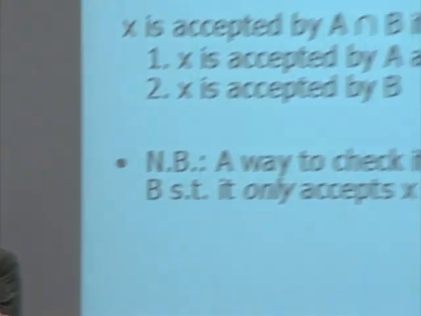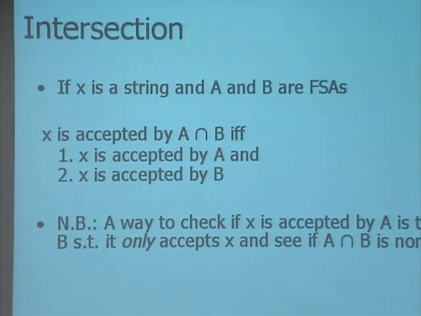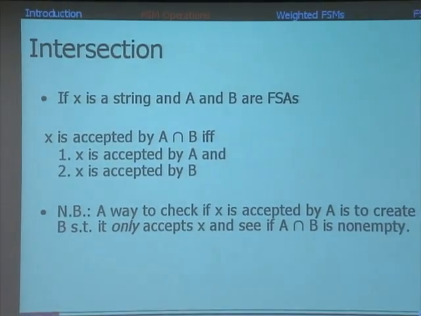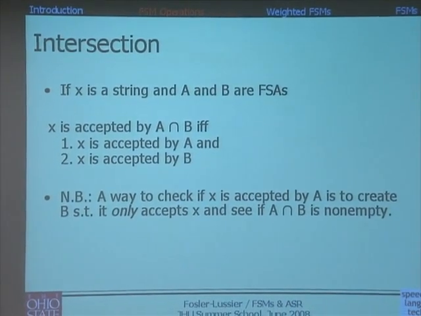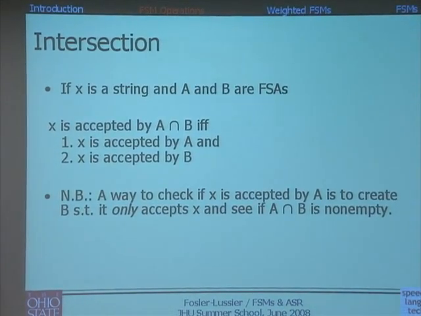Okay. So at this point, we figured out how to glue things together. Now let's figure out how to match things up. And we'll start with intersection. The idea behind intersection is that if X is a string and A and B are finite state automata, then X is going to be accepted by the intersection of A and B if it's accepted by both. So this is like instead of having the or, we have the and, right?